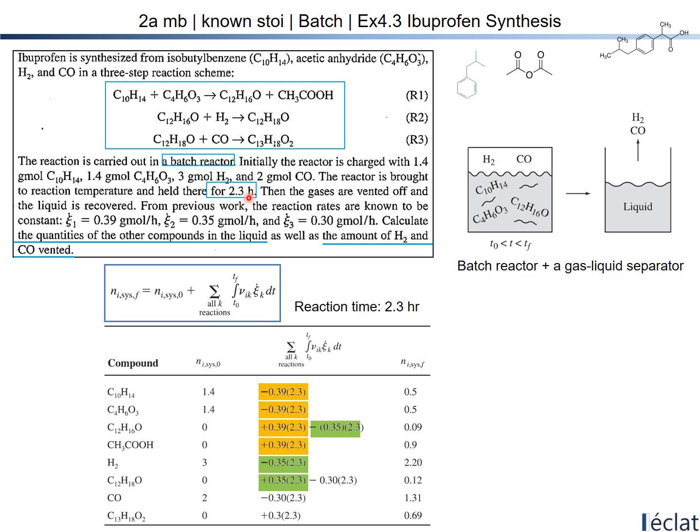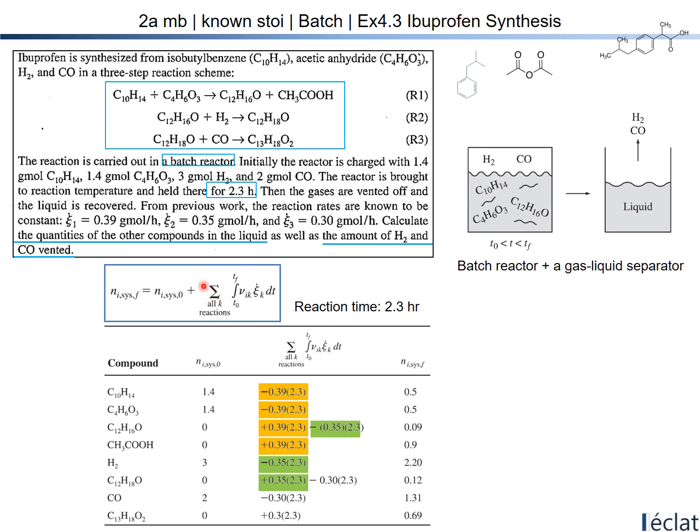So it would be better to use the integral form of mole balance equations. Let me check the mole balance equation. Final minus initial, that is the accumulation, is equal to no input, no output, plus the generation term.